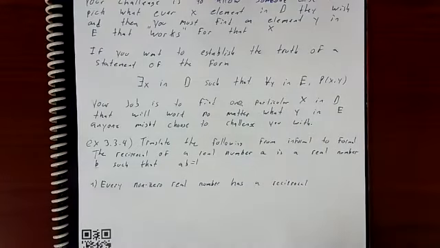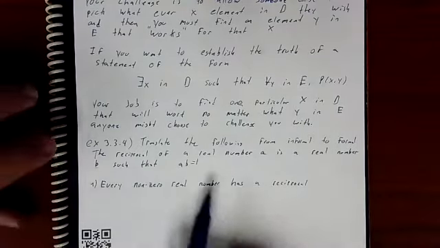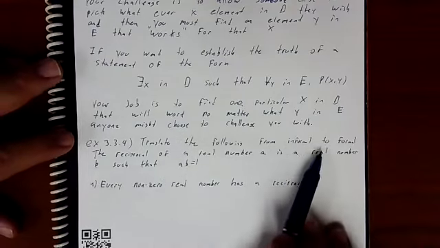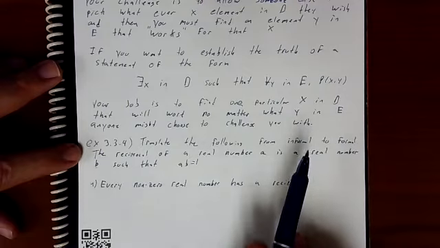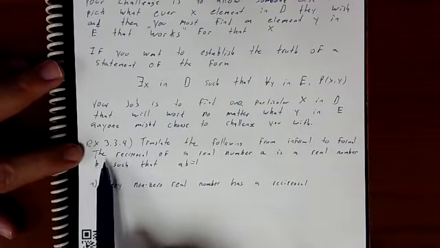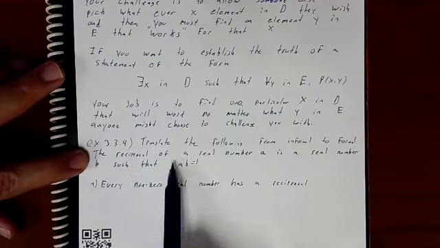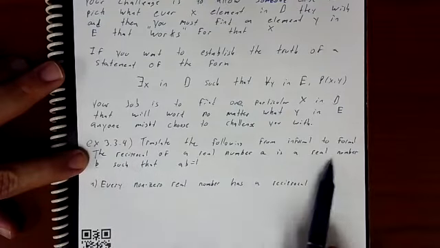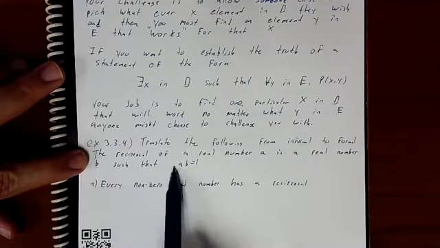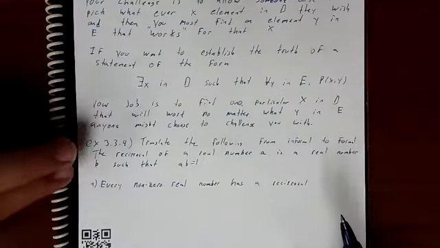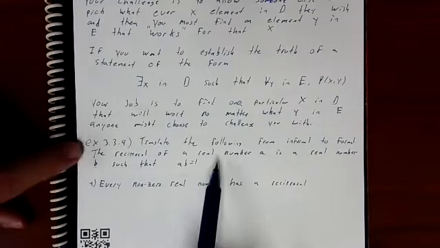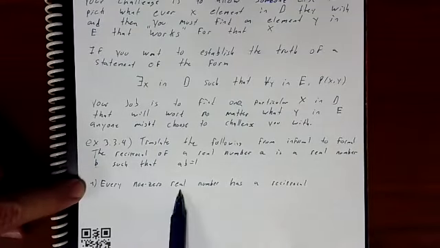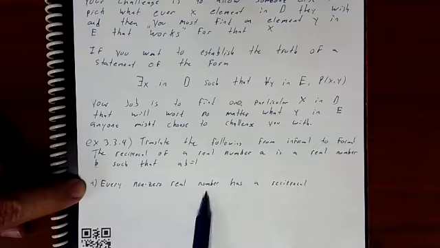Okay, so let's start off with translations. Translate the following from informal to formal. We've done this already, but we're going to do it with statements that have multiple quantifiers. This statement is true: the reciprocal of a real number a is a real number b such that a times b is equal to 1. So this is a true statement. Now, using that information, every non-zero real number has a reciprocal.